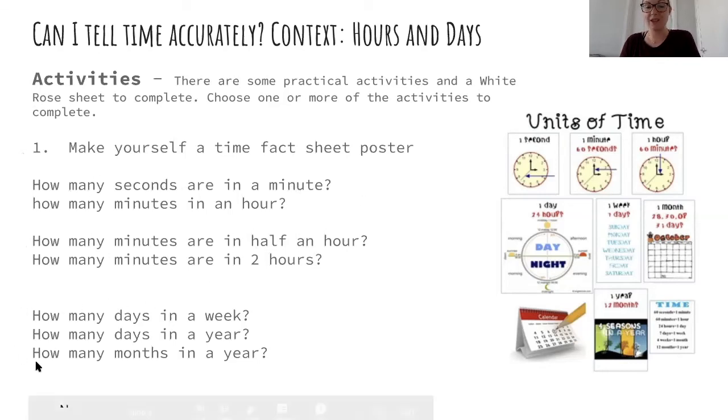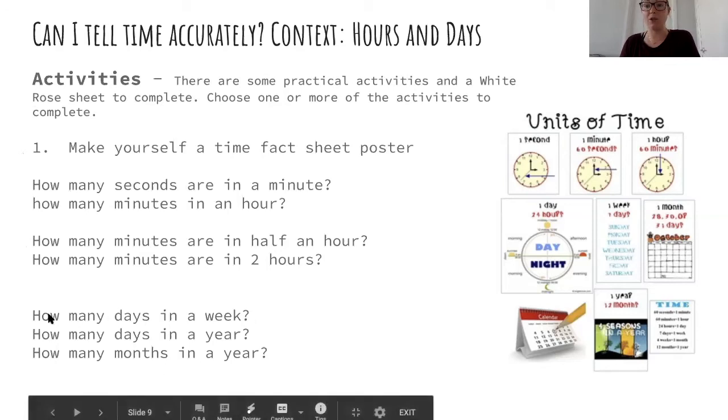And then the next thing for you to think about, which you did in year 1, and we talk about quite a bit, how many days in a week? Hopefully you know that one. How many days are there in a year? And how many months in a year? So you might want to talk to your grown-ups about that one, or maybe some of you already know. And can you make me a big poster?